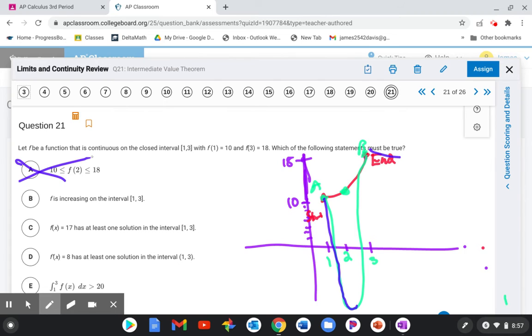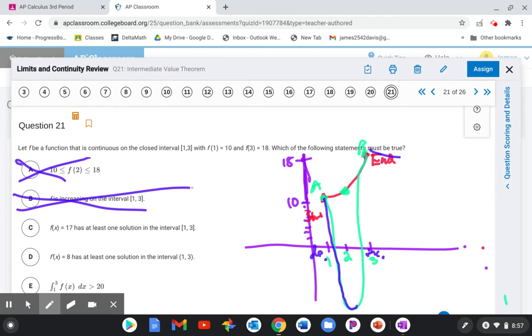Second one, f is increasing on the interval. Well, it has to be increasing on part of the interval, but it does not have to be increasing on the whole interval. As you can see, it's decreasing here, and then I made it increasing here. So it does not have to be increasing on that whole interval.